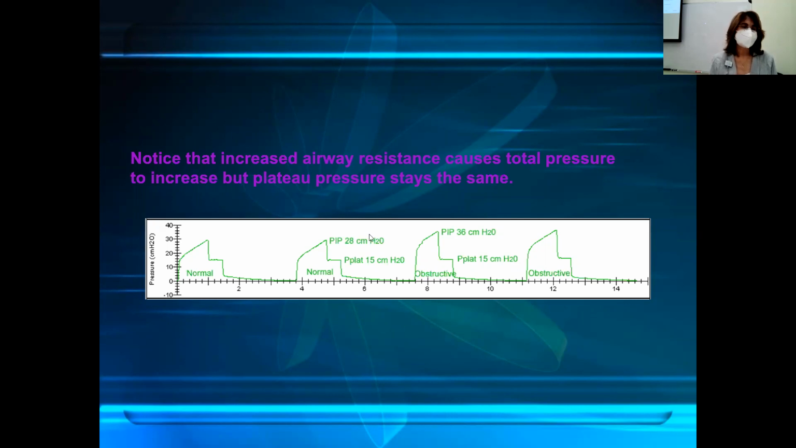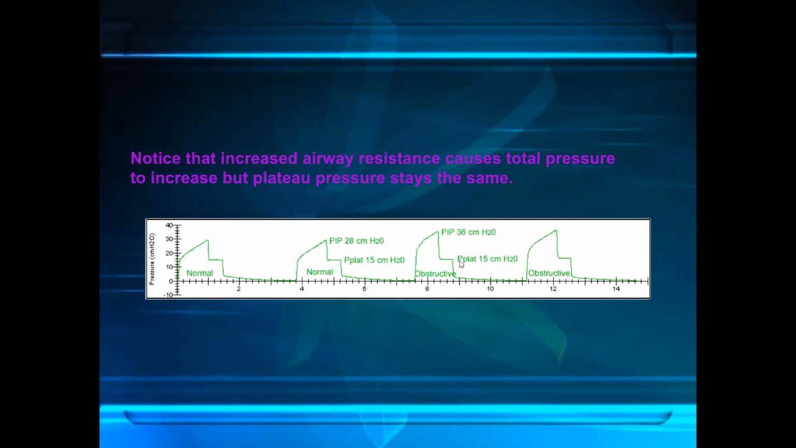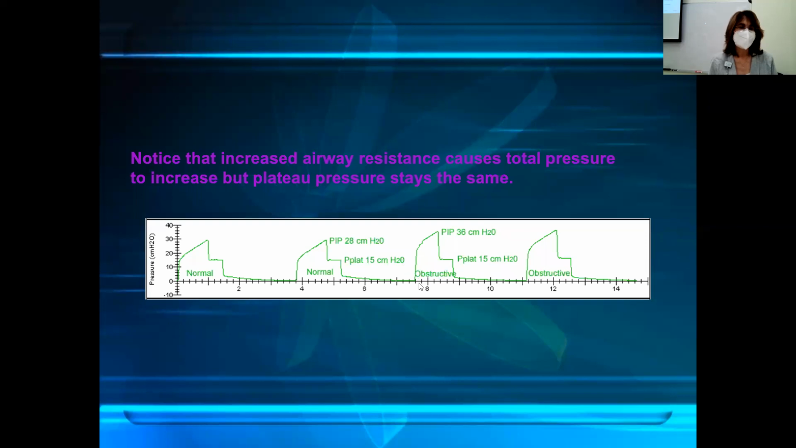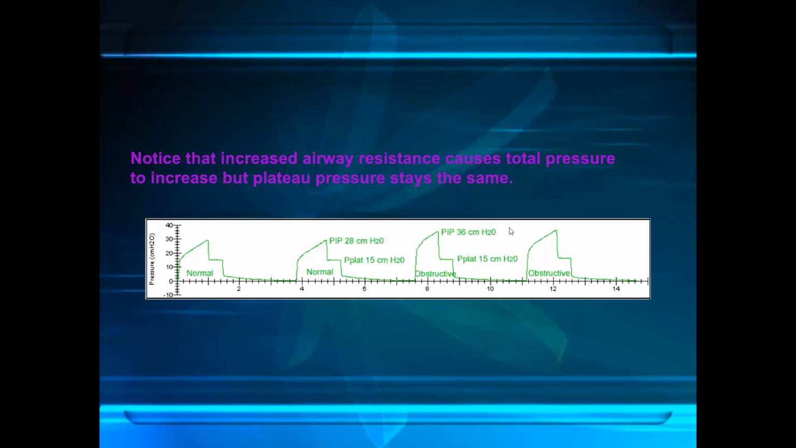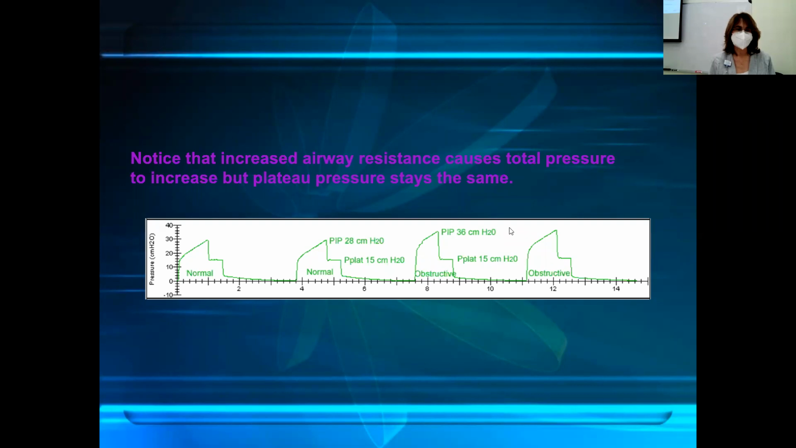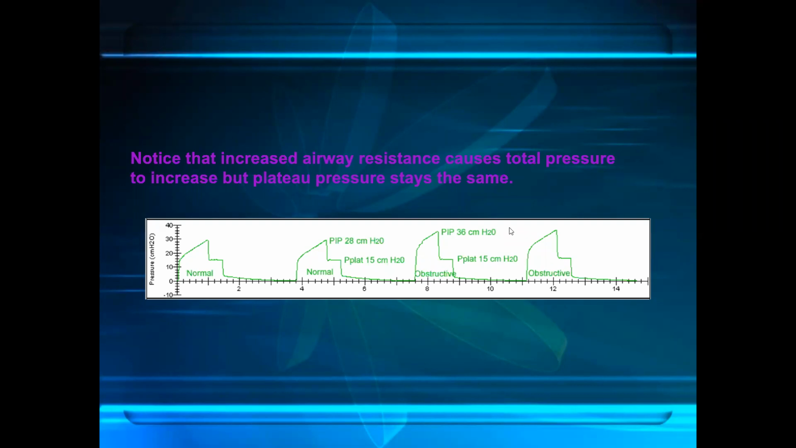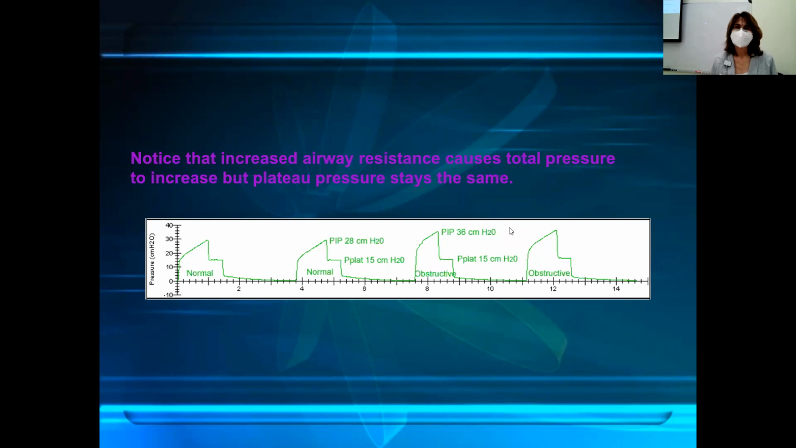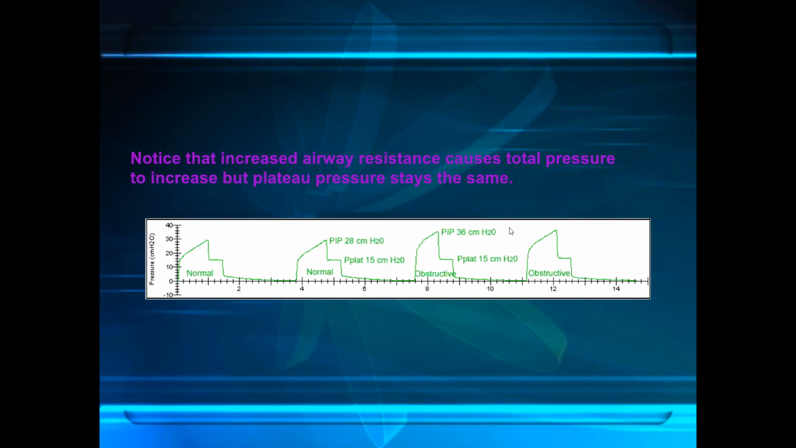So here we have a peak pressure of 28 centimeters of water and a plateau pressure of 15 centimeters of water. Compare that to this breath. Now we have a peak pressure of 36 centimeters of water, but the plateau pressure stayed the same. So if the plateau pressure is the same in both breaths, what caused the peak pressure to be higher? Airway resistance. Very good. So that would be like a bronchospasm? Yes, very good. Bronchospasm, secretions.